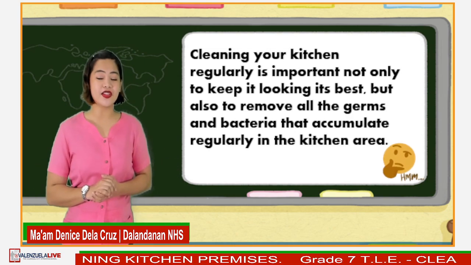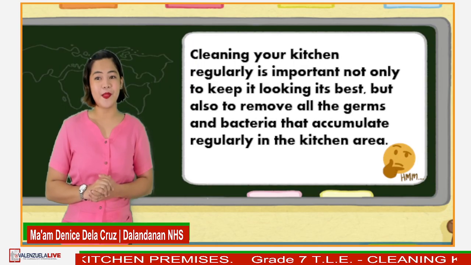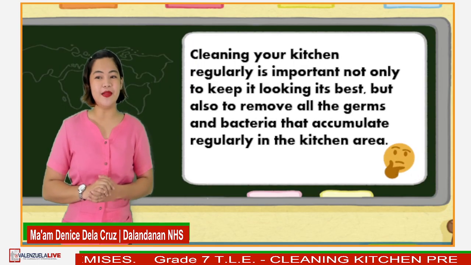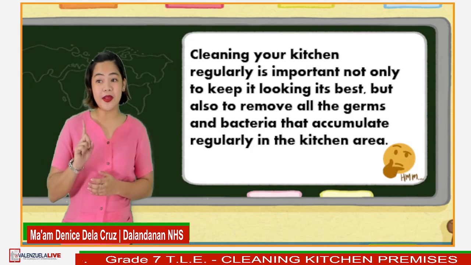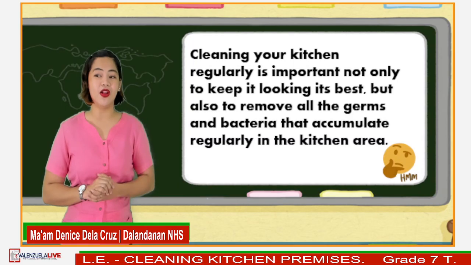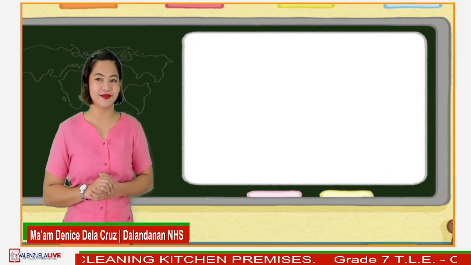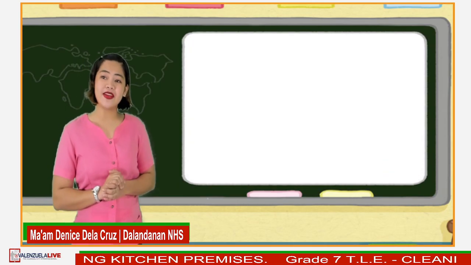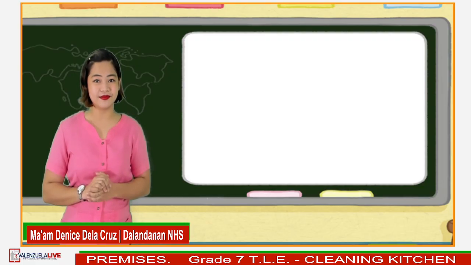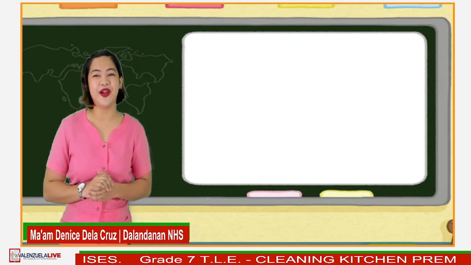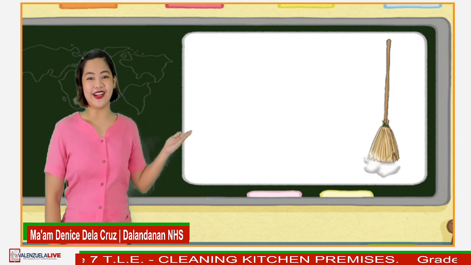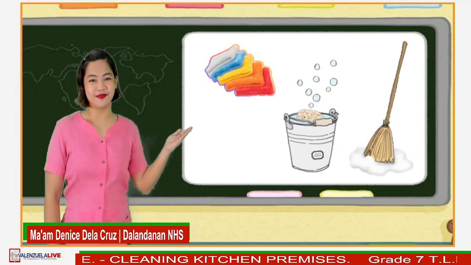There are several surfaces around the kitchen, and by making a homemade cleaning solution, you can easily clean most of the surfaces with one basic mixture of household ingredients that are probably already in your kitchen cupboards. Do you have an idea about the tools you'll need in cleaning your kitchen premises? Very well. You'll need a broom, cleaning rags, and a bucket.